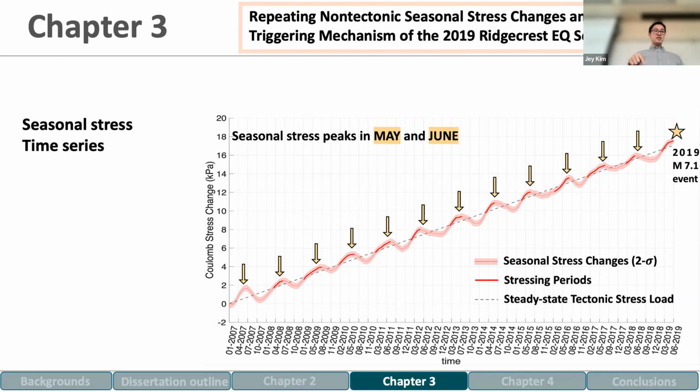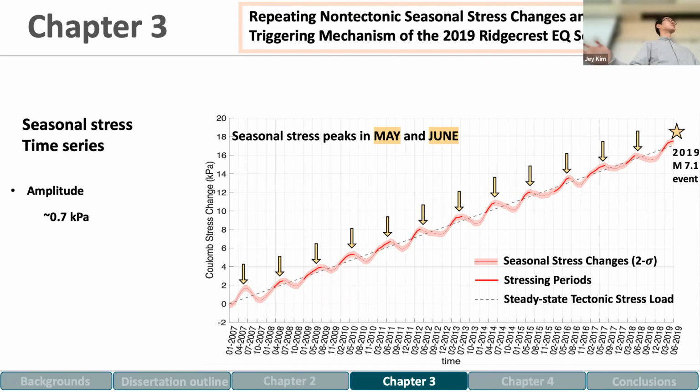And I indicate every June using these arrows. And as you can see, every June you have a stress peak. It's quite interesting, all the way to this point, which is June 2019, just the month prior to the 2019 Ridgecrest earthquake. As I said, it's just one observation. It can be totally coincidence.